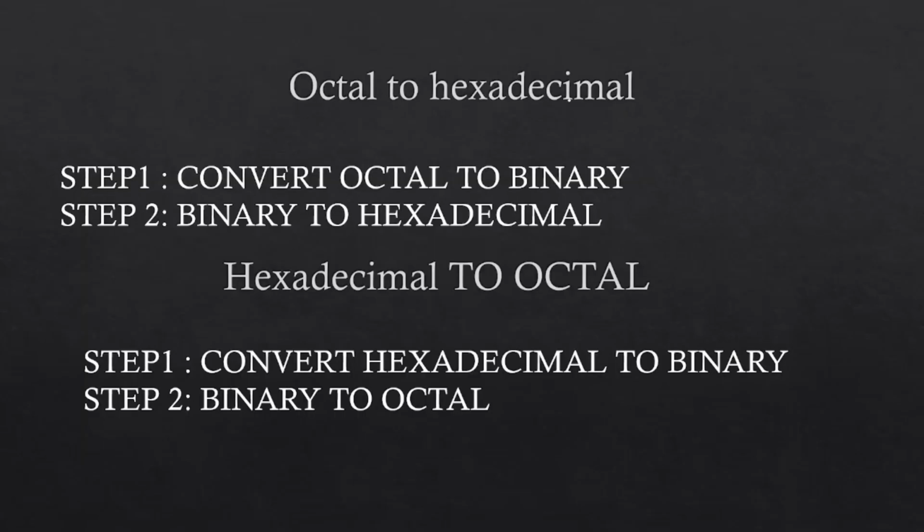Now, if they are asking octal to hexadecimal, how can you do the conversion? First, step 1, convert octal to binary. For octal to binary, you have to prepare the 4 2 1 table, right? Directly you can prepare the table and convert it. After that, binary to hexadecimal, you are going to use the 8 4 2 1 table. Then you find octal to hexadecimal. Next is hexadecimal to octal, the same: convert hexadecimal to binary, then binary to octal. Clear now? So this is how you will be converting octal to hexadecimal and hexadecimal to octal.